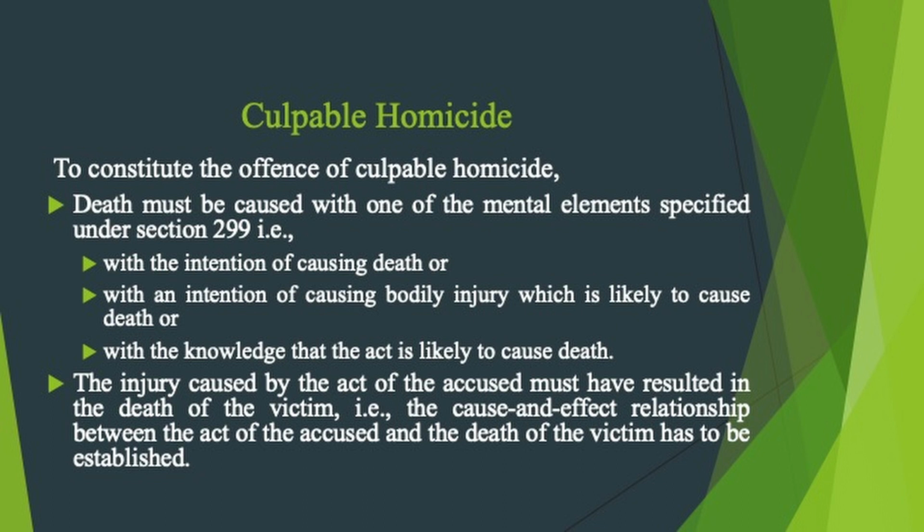Thus, death must be caused with one of the mental elements specified under section 299 to constitute the offence of culpable homicide, that is, with the intention of causing death or bodily injury which is likely to cause death, or with the knowledge that the act is likely to cause death. It must also be shown that the injury caused by the act of the accused had resulted in the death of the victim. That is, the cause and effect relationship between the act of the accused and the death of the victim has to be established.